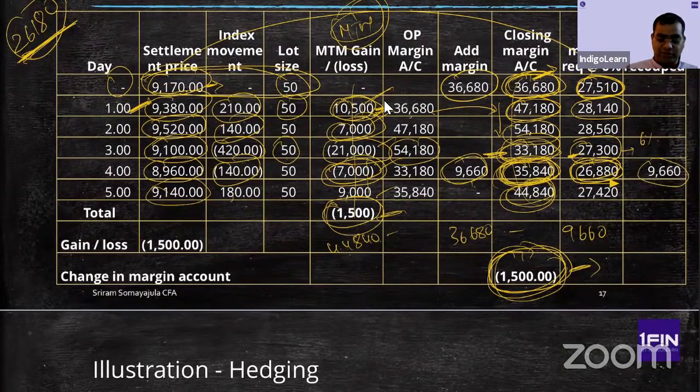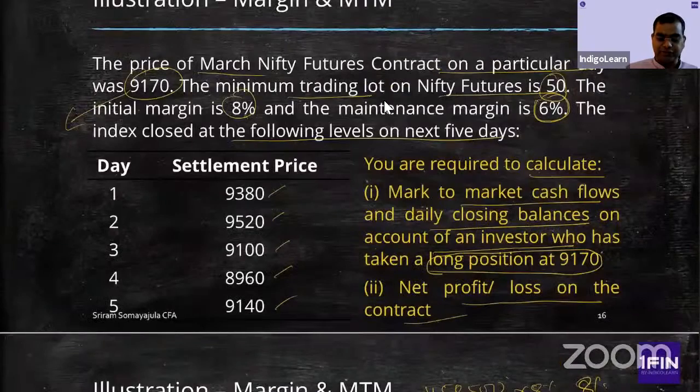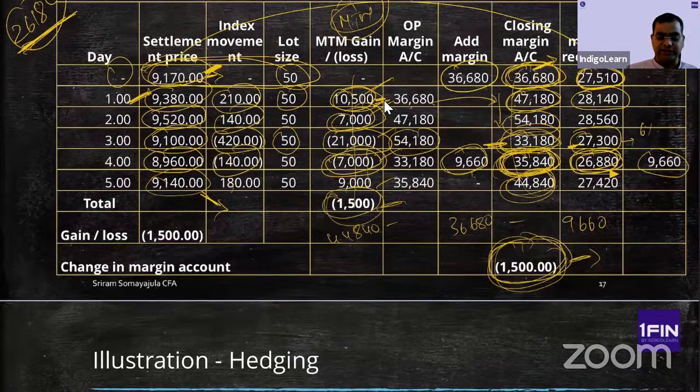There is another way to compute this. 9,170 is the original price, 9,140 is the ending price. So you basically made a loss of 30. 9,170 minus 9,140. You've gone long, right? That is what they said in the question: net profit or loss of a person who has taken a long position. So on 9,170 you purchased, it fell to 9,140. So you made a loss of 30. 30 into 50, the lot size, is 1,500. So that is also 1,500.